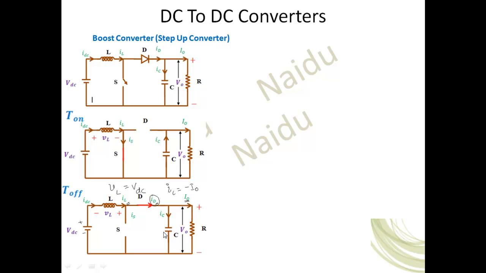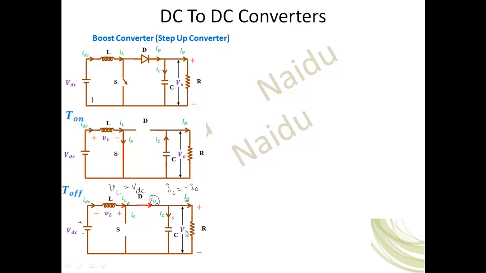So now in this direction, capacitor current is positive. That means this capacitor is actually getting charged by this ripple current. That charge is actually utilized to supply the energy to the load during this T on. So that's what I told you.